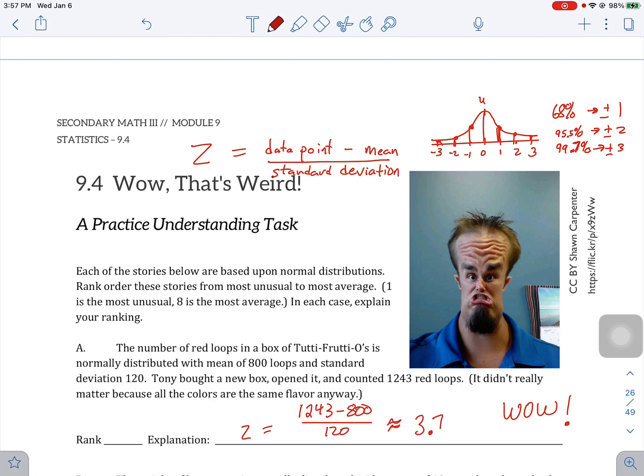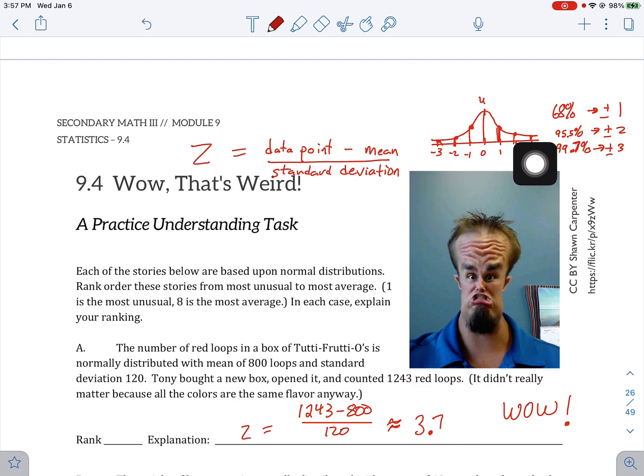Welcome. We are at 9.4, task 4, and it's called Wow, That's Weird. Weird in this case is saying not a doctored up photo, but weird mathematically means very different from the mean. And the way you can measure that is the number of standard deviations, and the number of standard deviations is the z-value. So when you think of z-value, think about how many standard deviations away from the mean it is.